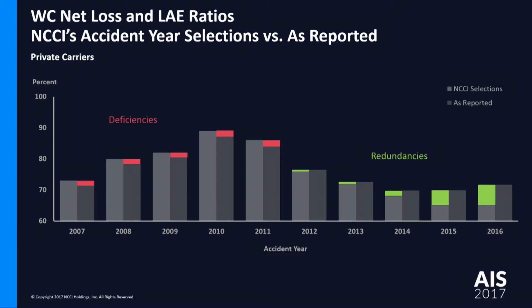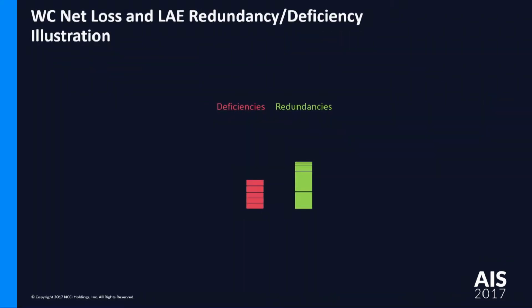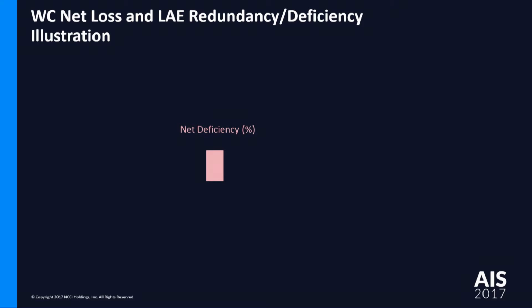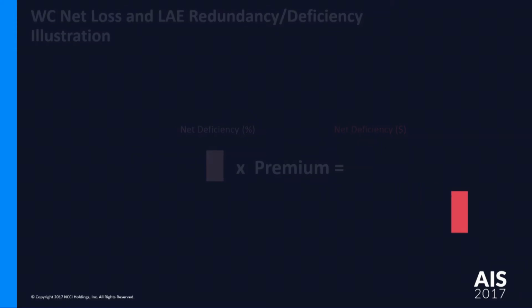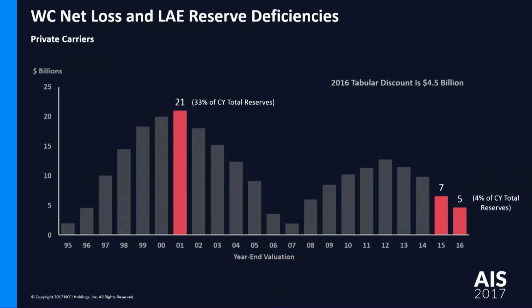Now, if we take those across all years and add them up and add in the deficiency from the prior period, even though we expect the most recent years to develop favorably, the overall reserve position is still deficient. To convert the ratios to dollars, we simply multiply by each year's premium and add them all up. And for 2016, that results in a reserve deficiency of $5 billion. That's $2 billion less from last year's deficiency.